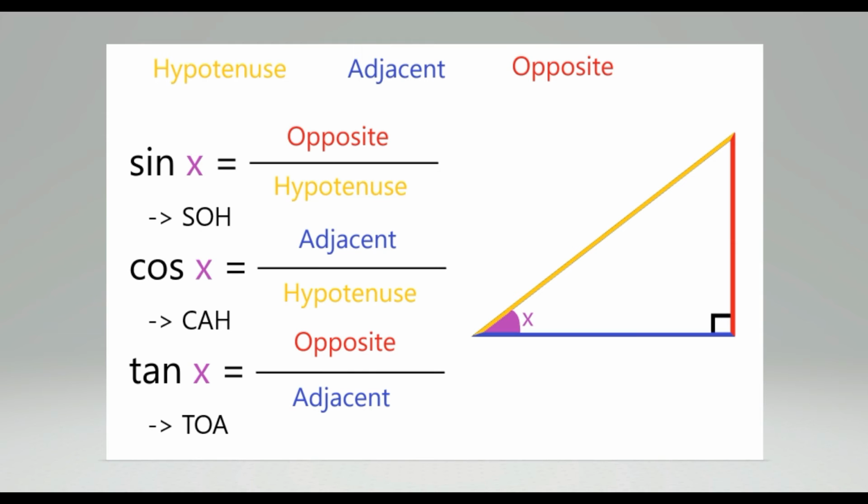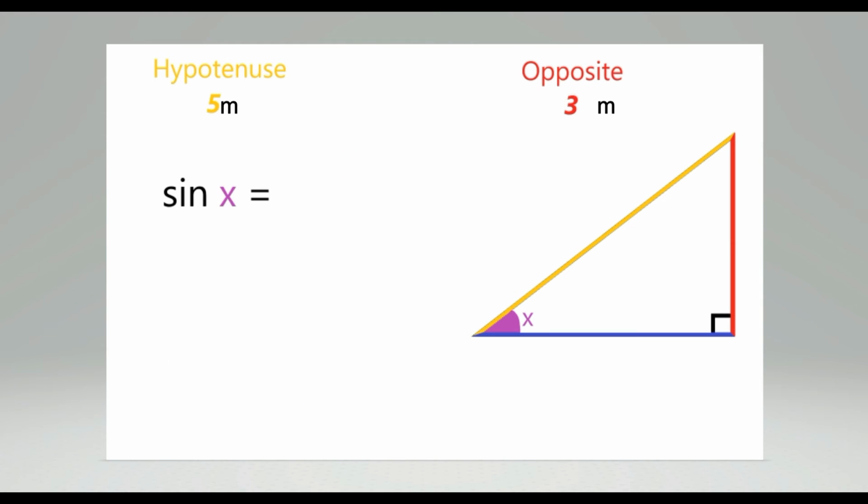Now we know the ratios. Let's look at an example. Here is a right triangle. The hypotenuse is 5 meters and the opposite side is 3 meters long. We don't know the length of the adjacent side, but that's okay because we can use the sine ratio, which does not need an adjacent side.